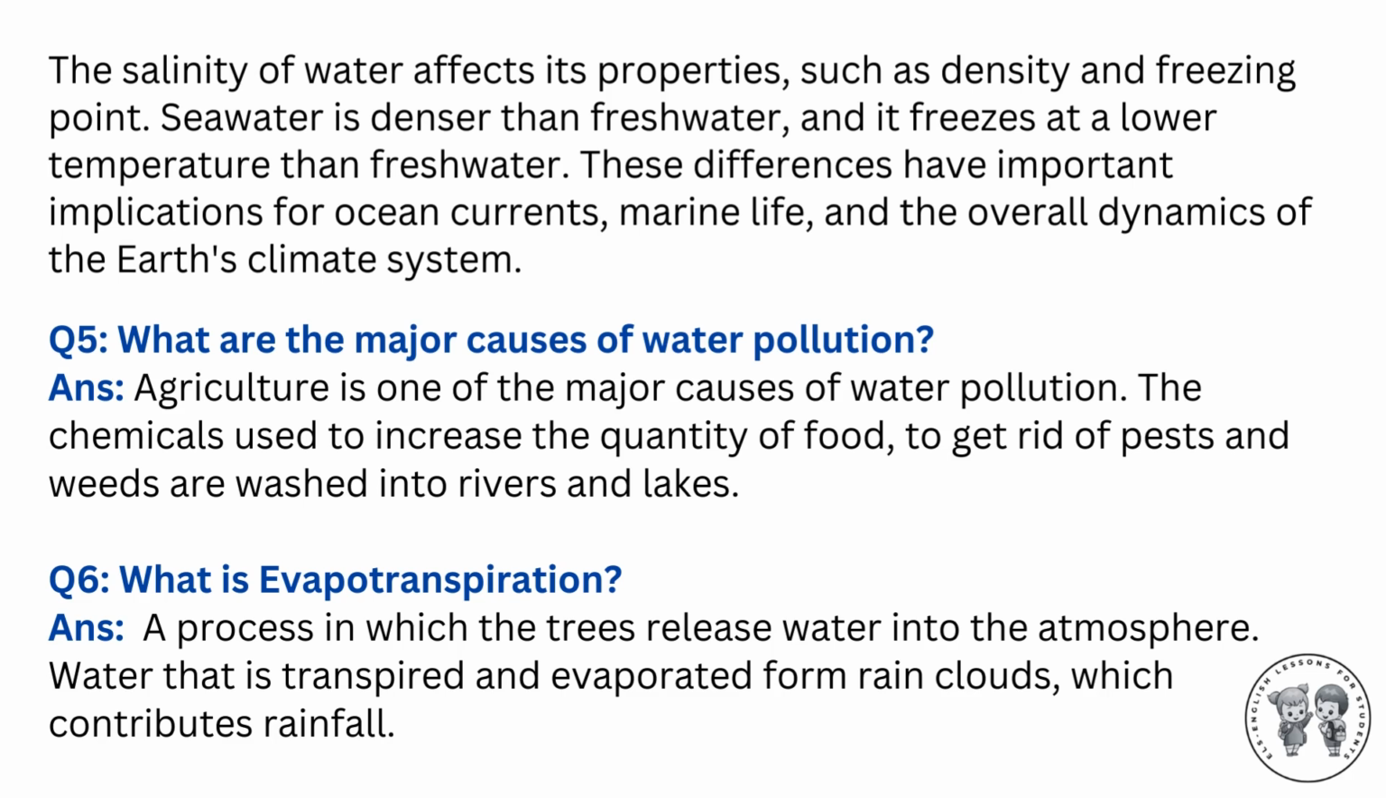Question 5. What are the major causes of water pollution? Answer. Agriculture is one of the major causes of water pollution. The chemicals used to increase the quantity of food, to get rid of pests and weeds are washed into rivers and lakes. Question 6. What is evapotranspiration? Answer. A process in which the trees release water into the atmosphere. Water that is transpired and evaporated forms rain clouds, which contribute to rainfall.